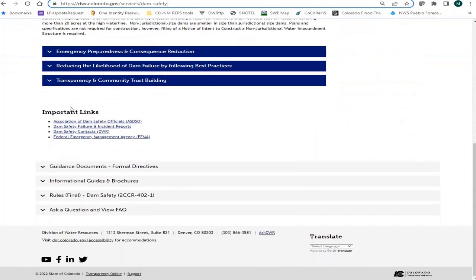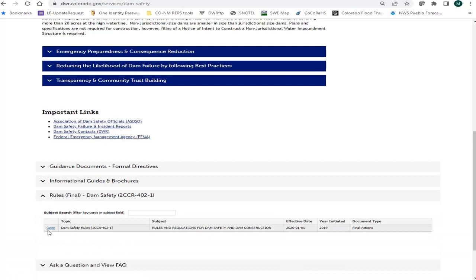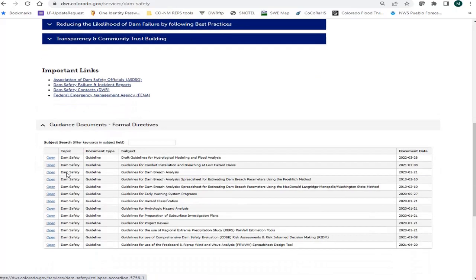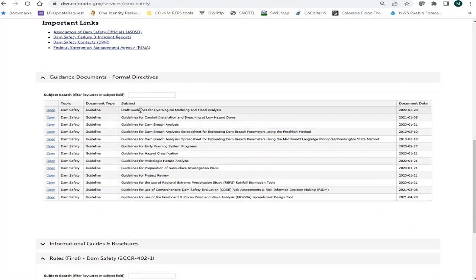If we scroll down, first of all, the rules are here under the drop down for rules, and you'll find the link to a PDF of our 2020 rules and regulations for dam safety and dam construction. Go up a couple levels and you can drop down our guidance documents, and there you'll find all the ones that I mentioned in the previous slide and a lot more.